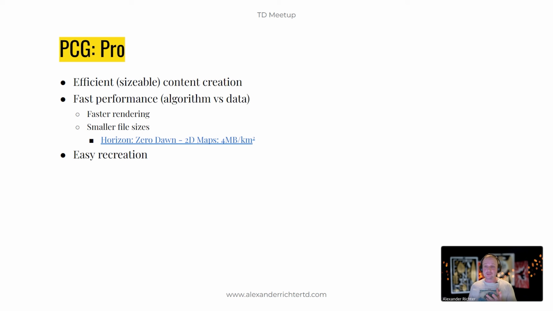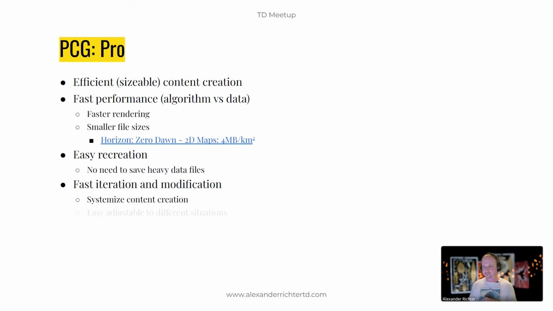What's also cool is you can easily recreate something. So if you create something, you can destroy it and recreate it without any hassle, and you don't need to save the file or something like that. So you avoid heavy files. Also, you can iterate. So if you want to change something, if you want to change a tree for the whole landscape, if you change the color of a shader, you just change one element, and then every tree will change the color or the size or whatever it is. So you systemize the content creation.